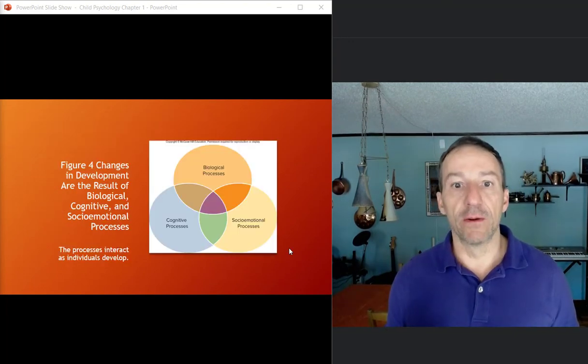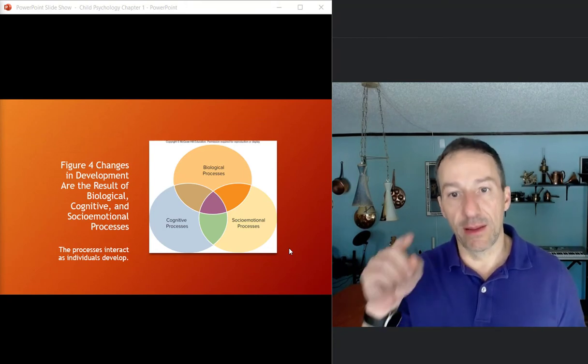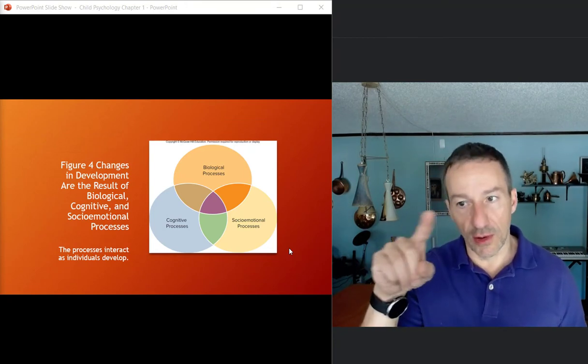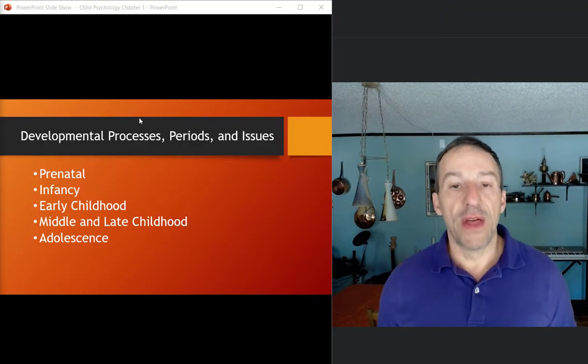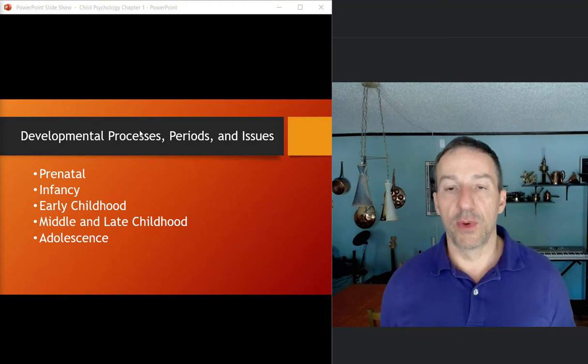And here's a figure that gives you a visual for what we're talking about here, how the biological, the cognitive, and social emotional all interact with each other. That's the developmental processes. Again, we'll talk about all of these things more in depth throughout the course.